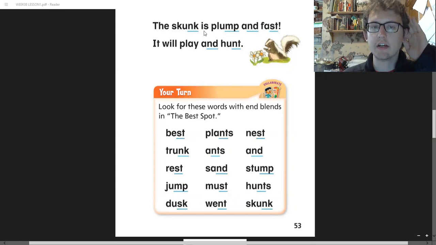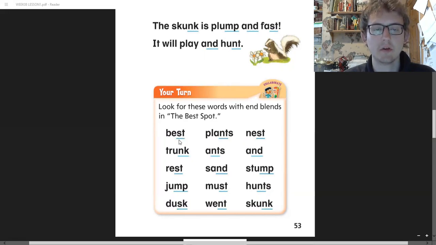The skunk is plump and fast. It will play and hunt. Okay, very good. Now, your turn. Look for these words with end blends in the best spot. Okay, that's a story we're going to read tomorrow. So let's practice these words.